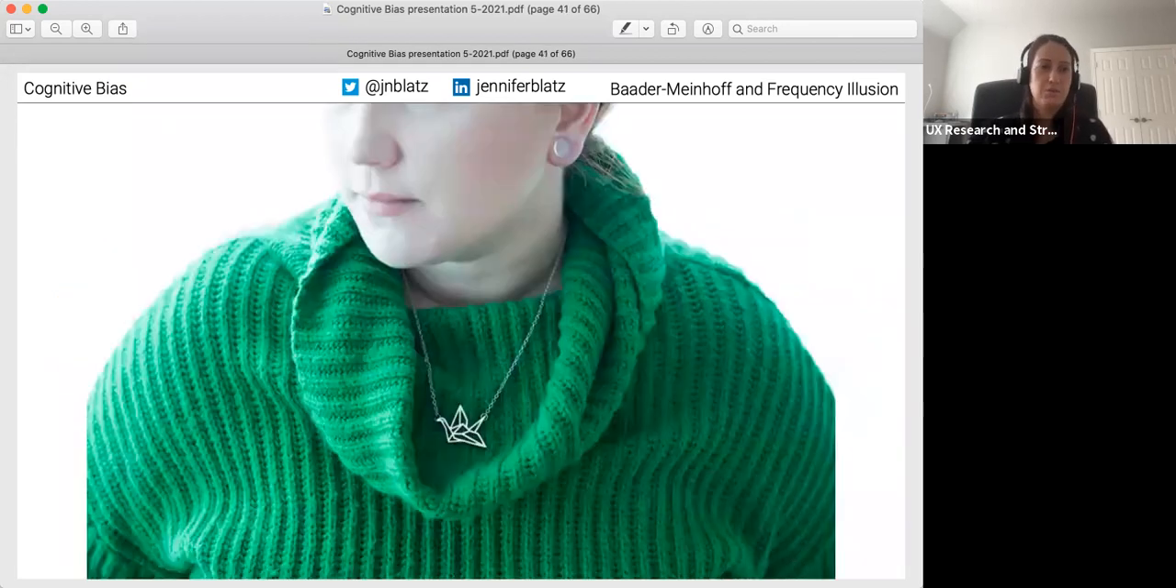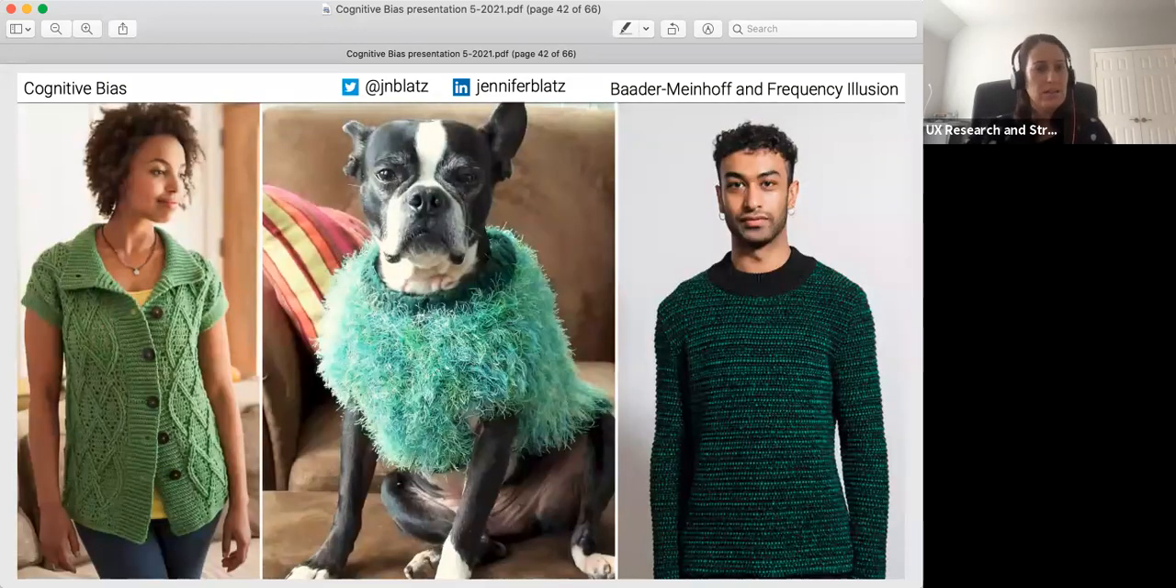So here's an example from the real world. Say you're interested in buying a green sweater. I know it's spring and it's going to be hot soon, but you want to get ready for fall. So you think about, I'm going to get a green sweater. Well, then you suddenly see everybody else has a green sweater. Or do you?